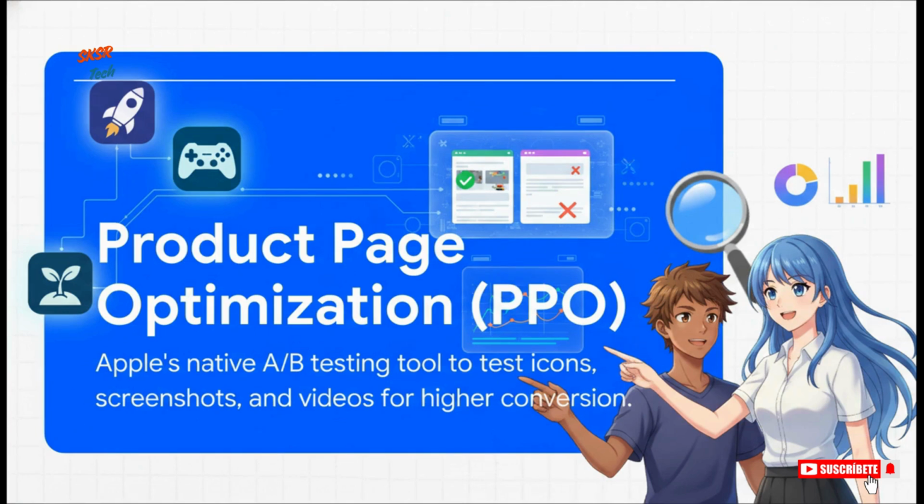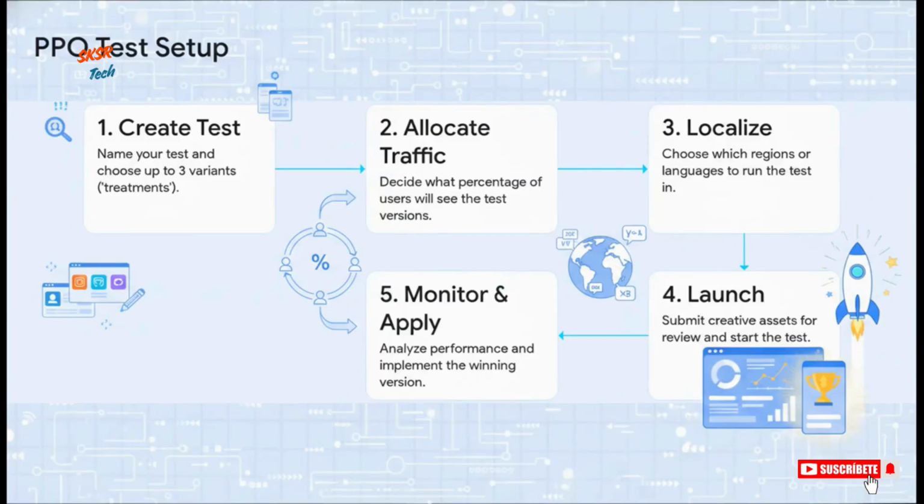You can create different versions of your icon or your screenshots, show them to a percentage of real users, and get cold, hard data on which one gets more downloads. It completely replaces guesswork with actual results. And setting one up is surprisingly easy.